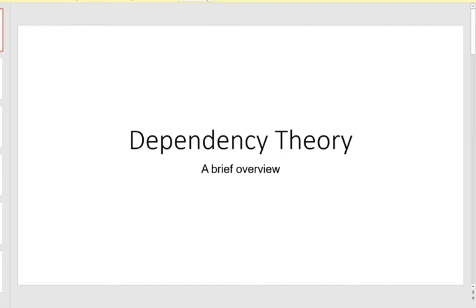But before we do that, let's go into the last theory that we will discuss in this course, which is dependency theory. And dependency theory really does give us a unique look into what we've been discussing.